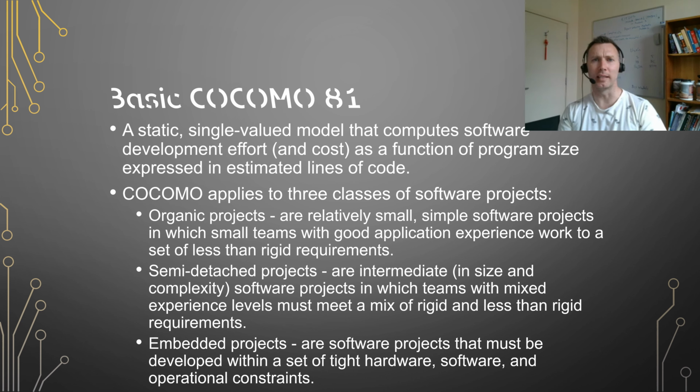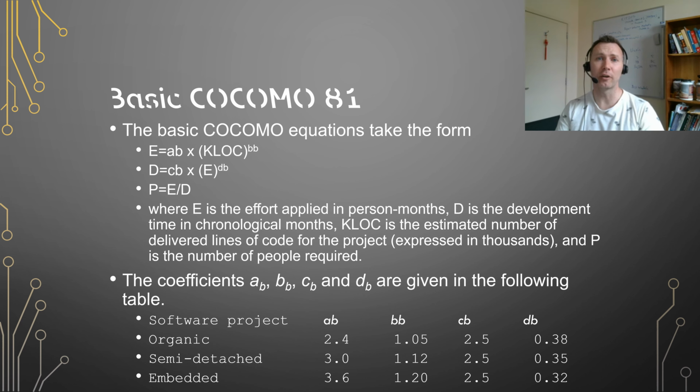Basic COCOMO comes up with a single value based upon the 2 constants and the estimated number of lines of code. It applies to organic projects that are small and simple, where the teams are skilled and the requirements are flexible. It also applies to semi-detached projects, which are medium-sized with mixed levels of skill and some flexible and some rigid requirements, and to embedded projects, which have strict requirements for everything. And this is how you calculate basic COCOMO 81. It's on the slide. If you want to use it, please look it up.